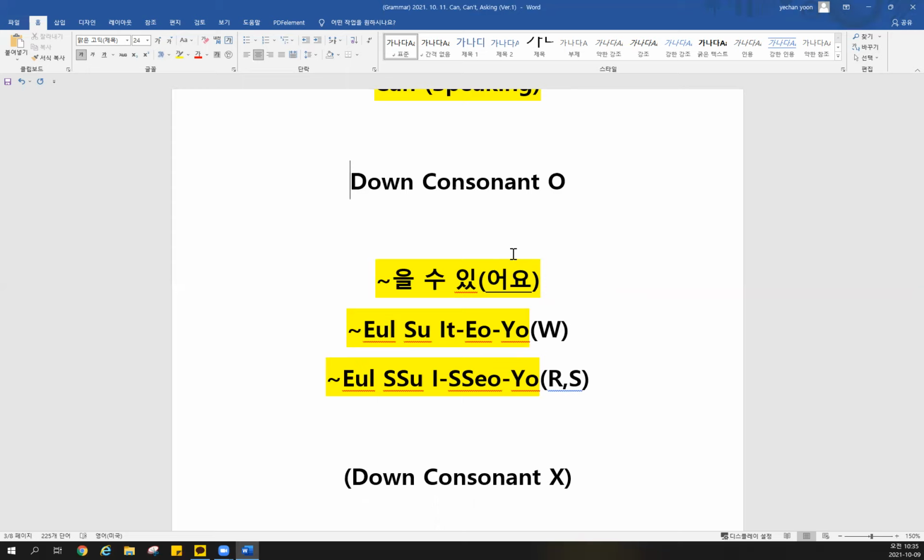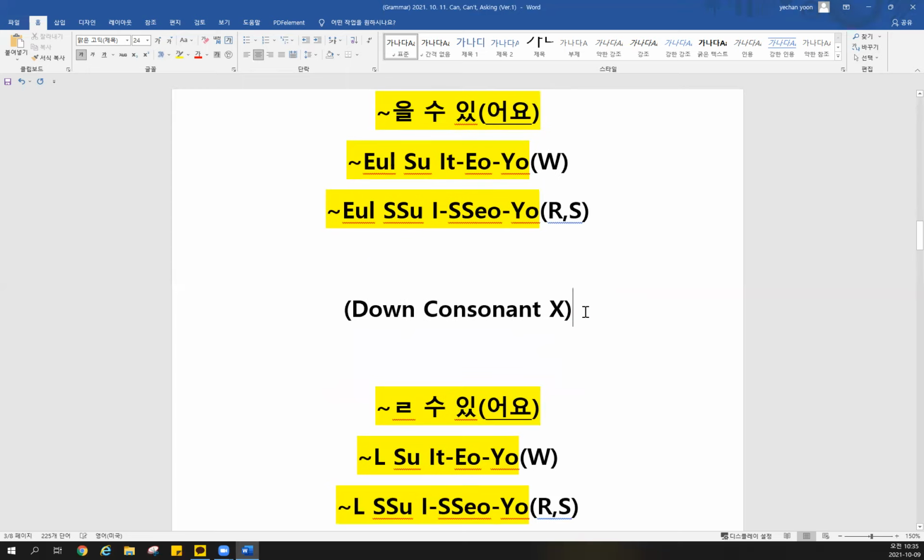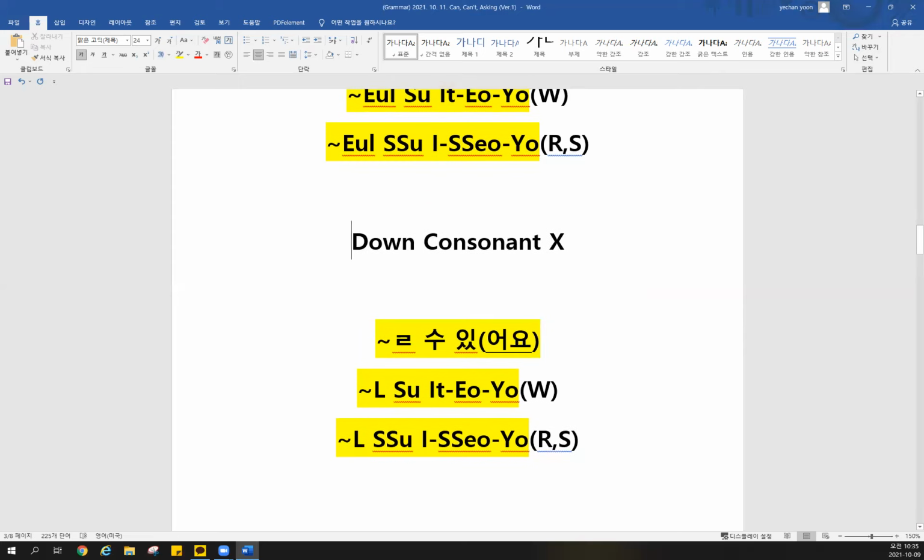Alright. How about if they don't have any down consonant? Okay. Blah blah 르 수 있어요. Writing is gonna be 있어요, but speaking is gonna be blah blah 르 수 있어요.